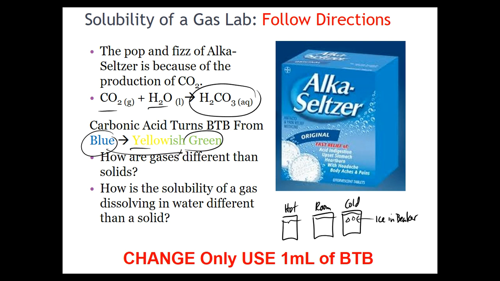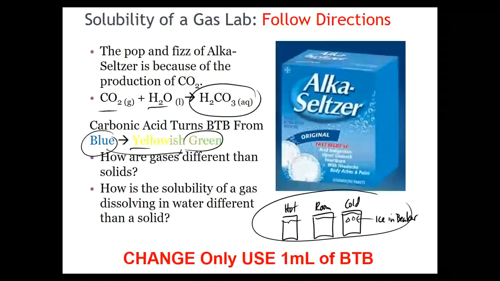Now, you're not going to get to do the lab, but this is the basic idea. You'd have 3 different beakers, one at room, one hot, and one cold with ice in it. You would throw the BTB and water in it, and then you'd do different things to the beakers. One of them, of course, you would heat up and throw the tablet in and see how the color changed. Then the other one, of course, would be nice and cold. You'd throw the tablet and see how the color changed.